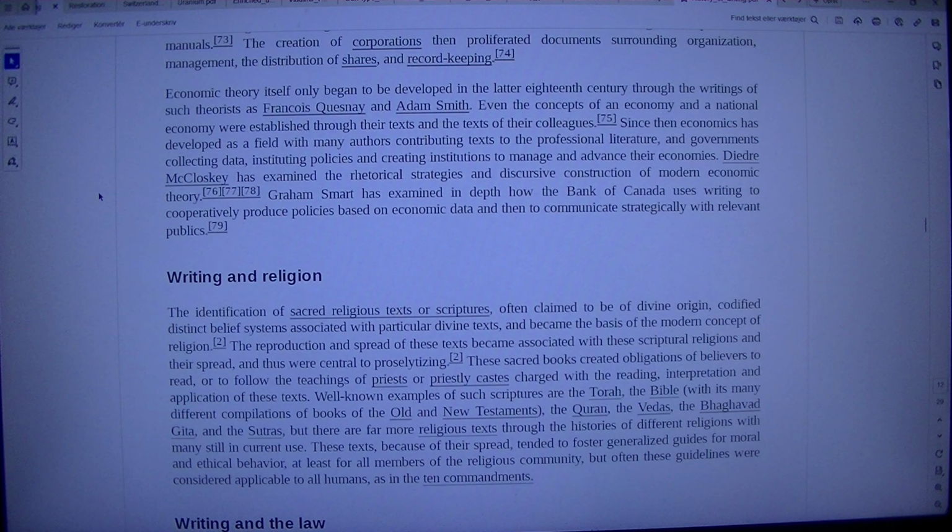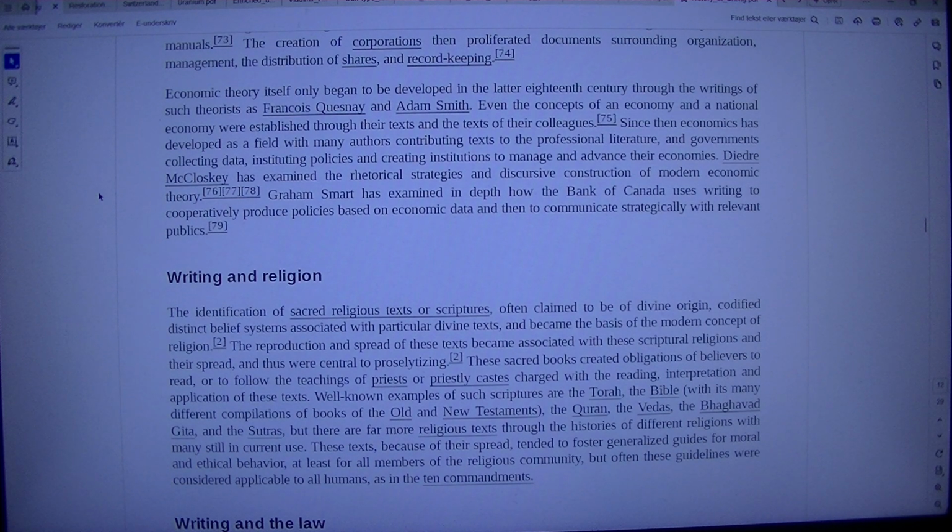Even the concepts of an economy and a national economy were established through their texts and the texts of their colleagues. Since then, economics has developed as a field, with many authors contributing texts to the professional literature, and governments collecting data, instituting policies, and creating institutions to manage and advance their economies. Deirdre McCloskey has examined the rhetorical strategies and discursive construction of modern economic theory. Graham Smart has examined in depth how the Bank of Canada uses writing to cooperatively produce policies based on economic data and then to communicate strategically with relevant publics.